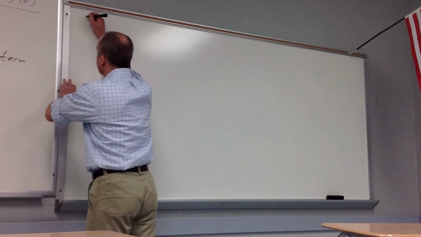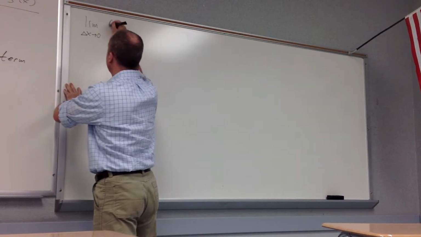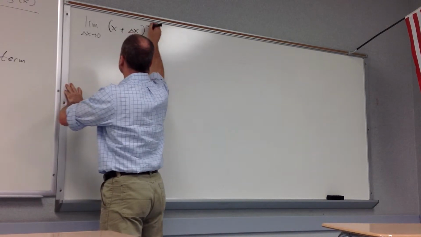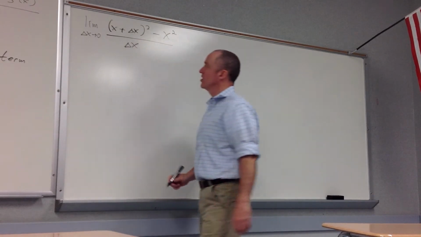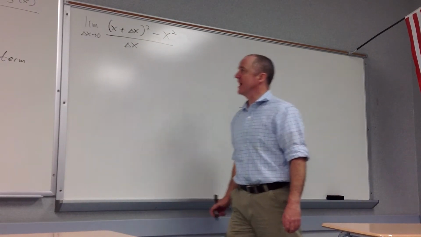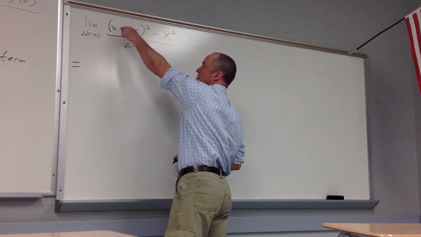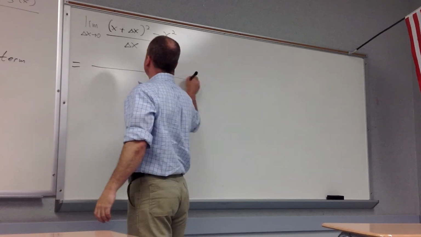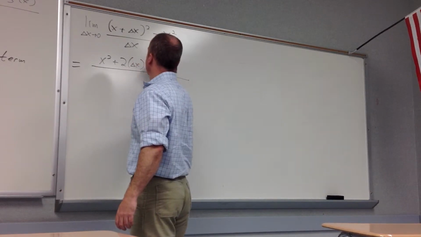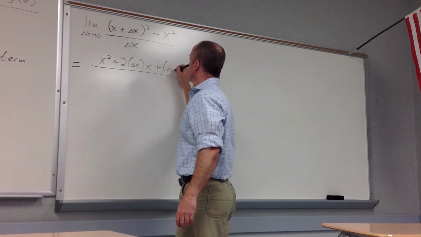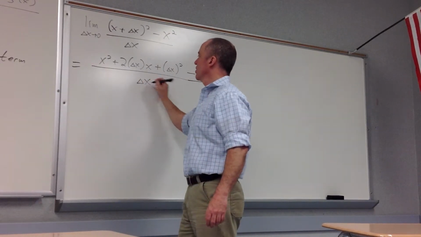So let's see what we can do here. The goal is to manipulate the algebra until we actually have something where we can let delta x equal 0. Let that dog off the leash, and we'll be okay. This will go faster than yesterday. I'm going to FOIL this. I cannot distribute the square, so we're going to get x squared plus 2 times delta x times x plus delta x squared minus x squared on the top over delta x.